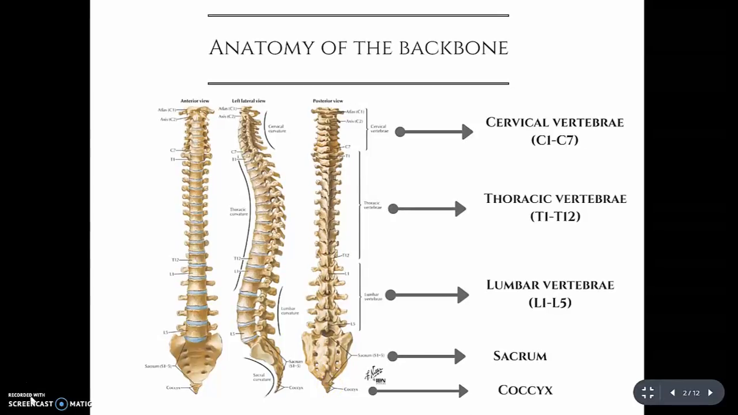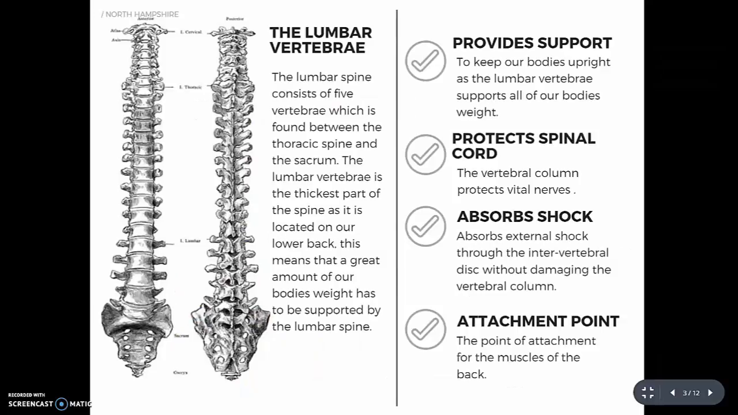Let's further discuss the lumbar vertebrae. This portion of the spine is the thickest region and it is located in our lower back. The reason for it being the thickest part is to support our body's weight and also to keep our bodies upright. The other functions of the lumbar vertebrae include the protection of the spinal cord, which carries information to and from our brain. It absorbs external shock through the intervertebral disc, and it is also an attachment point for the back muscles.